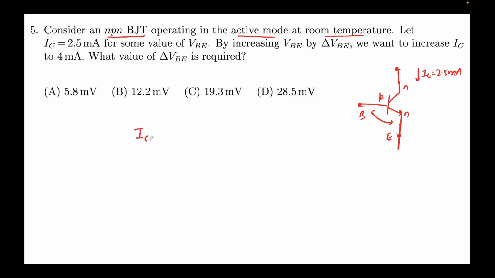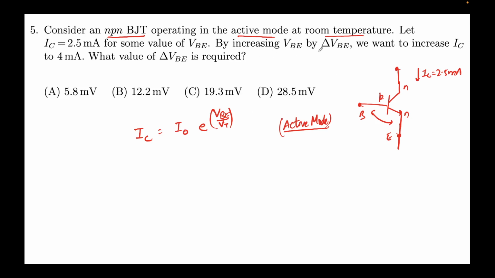There is a complicated expression, but for the purpose of this session, you can just assume that IC is equal to I naught e to the power VBE over VT. This expression is valid only when in active mode. This is very similar to a diode expression where ID equals IS e to the power VD over VT, because this is actually a PN junction. There is other algebra, but we are ignoring that. So this is the expression that we'll take.